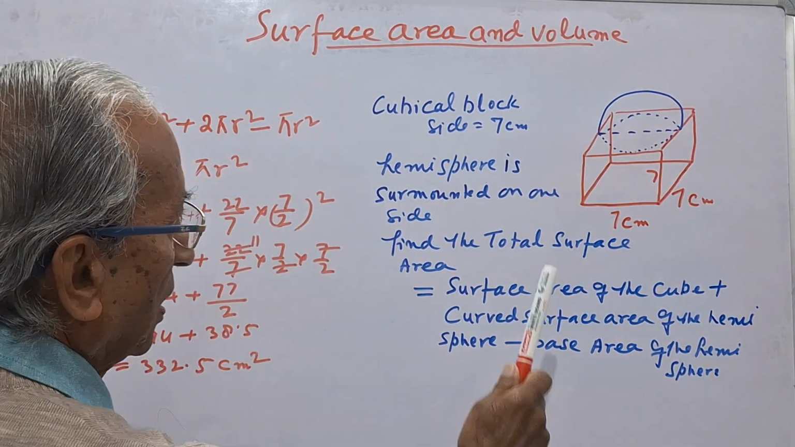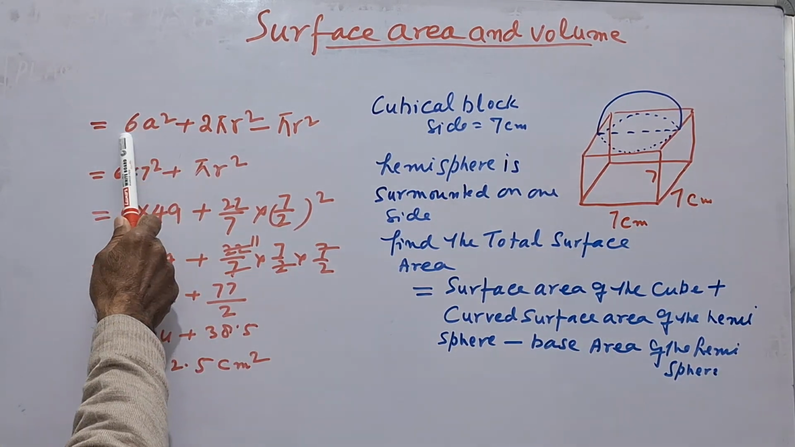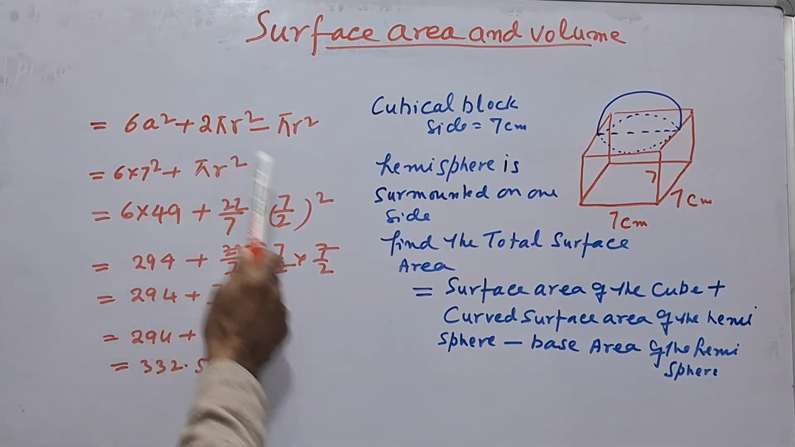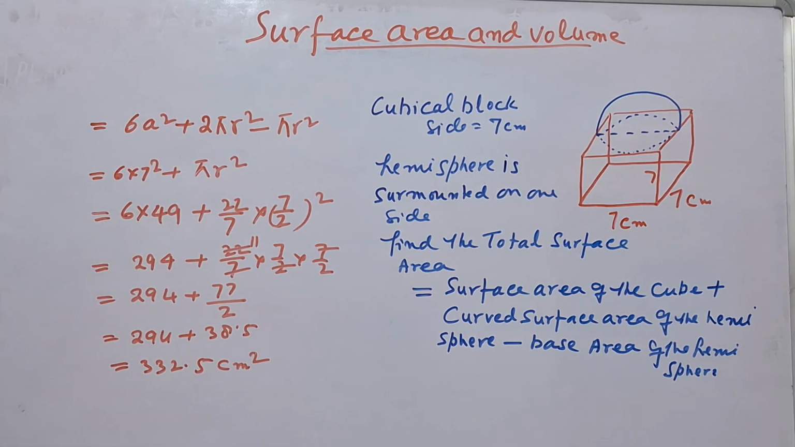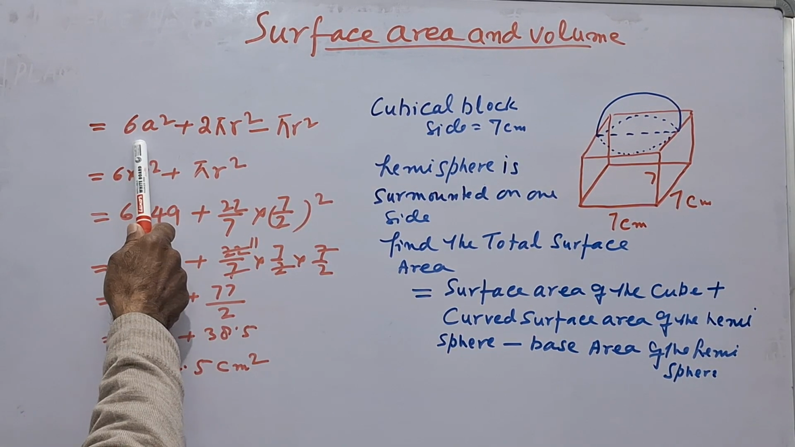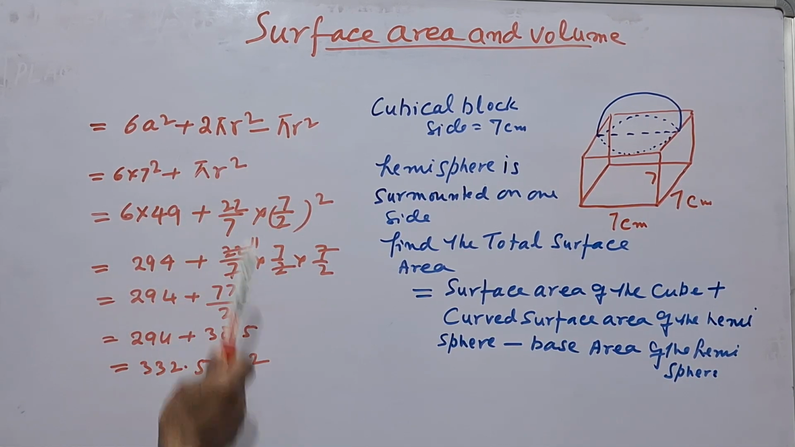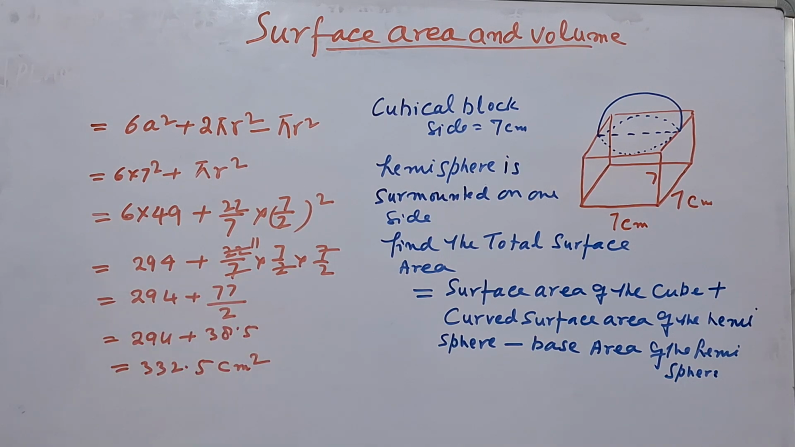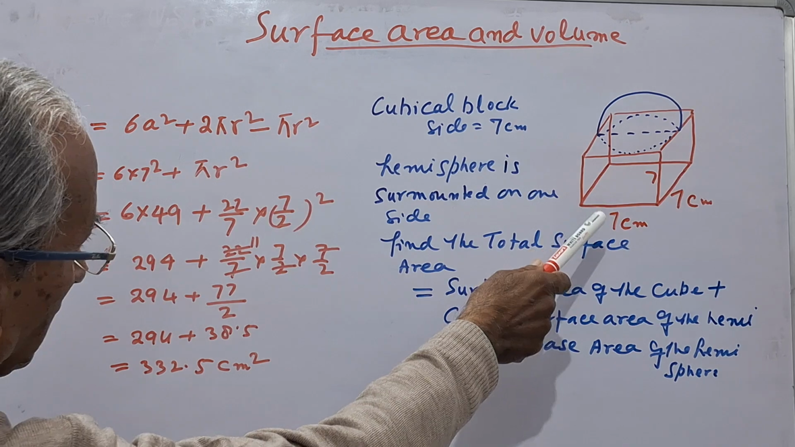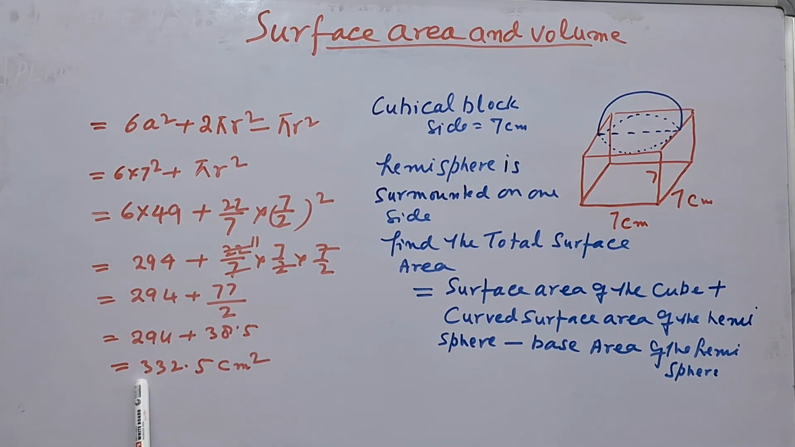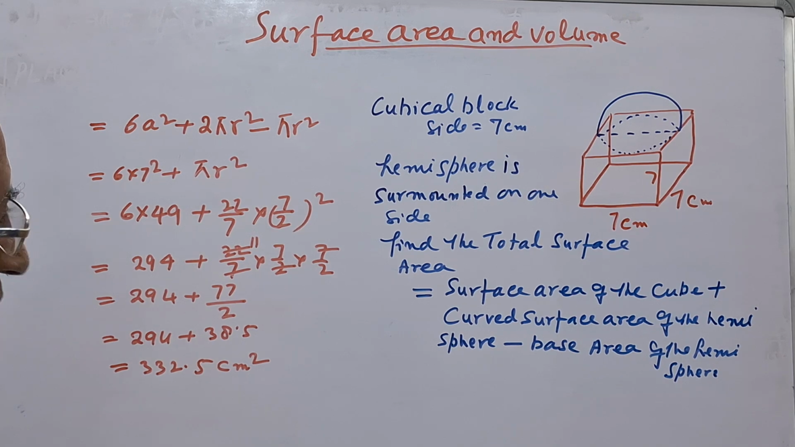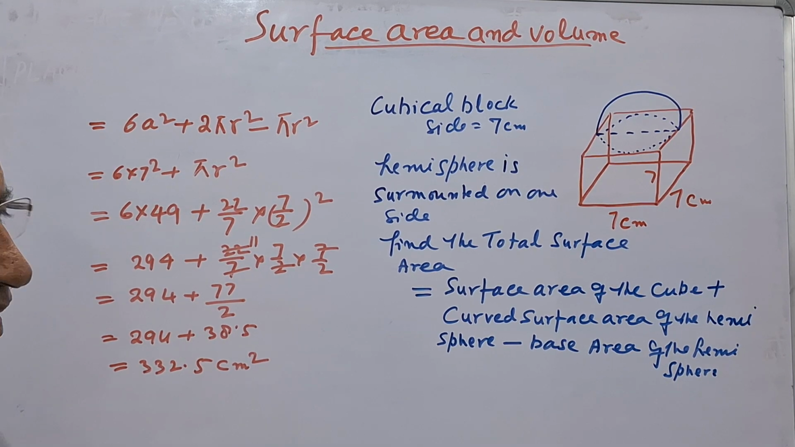Okay, so the formula is 6 side square plus 2 pi r square, that is the hemisphere area, and we have to remove the base, that is pi r square. So 6 side square plus 2 pi r square minus pi r square is equal to 6 side square plus pi r square. So now put the values and you will get the total surface area of the block plus hemisphere, that is 332.5 centimeters square.